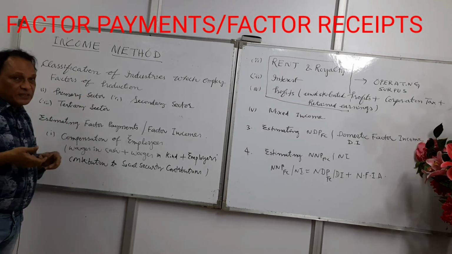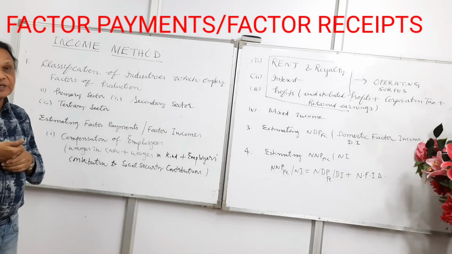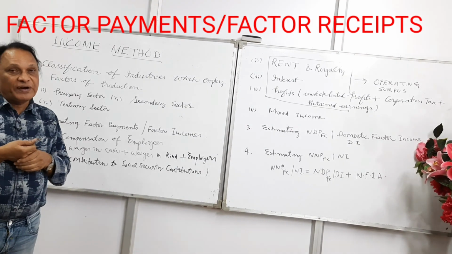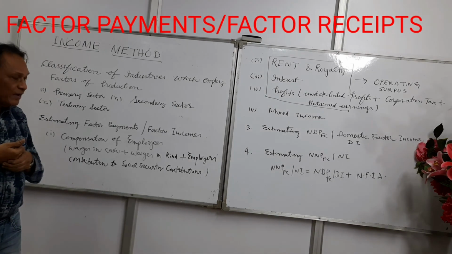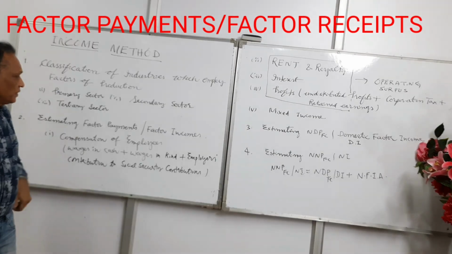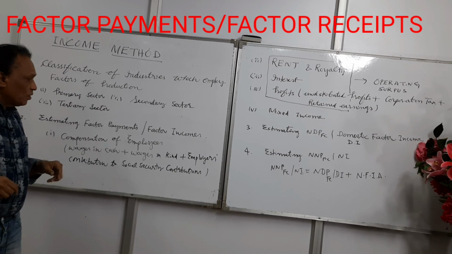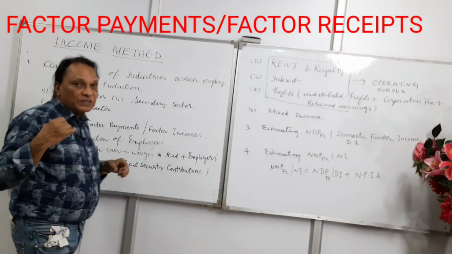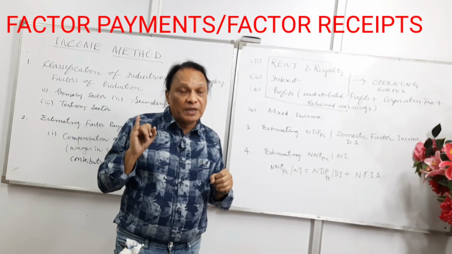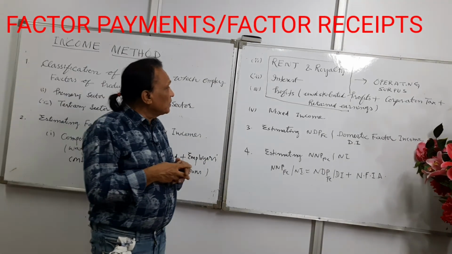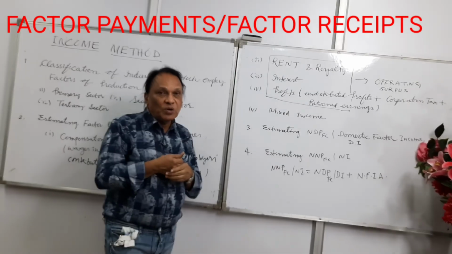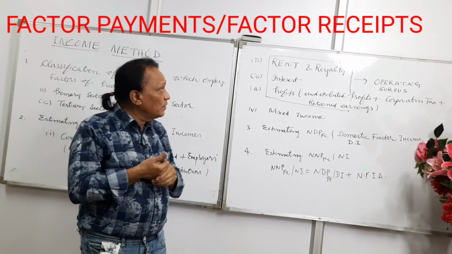The first step is classification of industry into primary, secondary, and tertiary, which employ the 4 factors of production. The second step is estimating factor payments or factor incomes in these 3 sectors. Number 1 is compensation of employees, which has 3 components: wages in cash, wages in kind, and employers' contribution to social security schemes. The second one, we are talking about the factor payments.